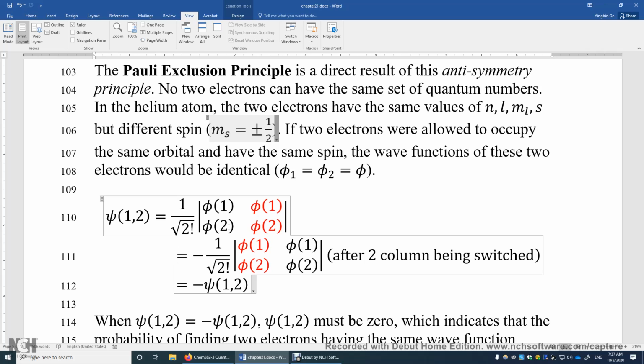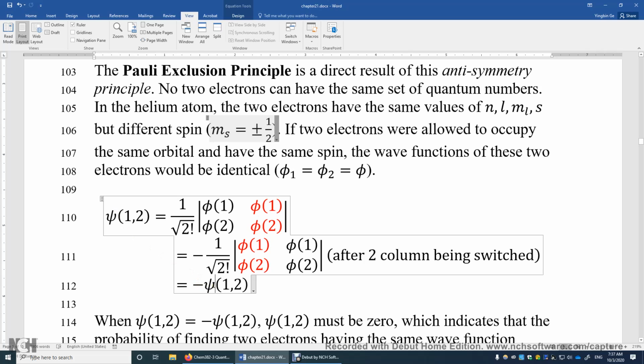Also, we can use the property of the determinant to look at this wave function. So we can swap this row and this row, so we get this red column here and this one here. After we swap 2 columns, there's no difference between these 2 determinants, except this arbitrary coloring. And since we swapped these 2 columns, we need to add a negative sign here. So this one is negative psi 1, 2. So now psi 1, 2 is equal to negative psi 1, 2. What does that mean? Psi is equal to negative psi.